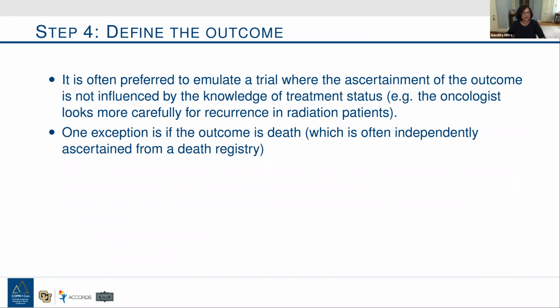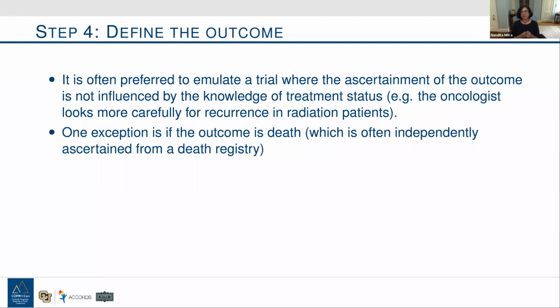Step 4 is to define the outcome. So it's often preferred to emulate a trial where the ascertainment of the outcome is not influenced by the knowledge of the treatment status. In a randomized trial, of course, everyone is followed up. There's a strict protocol on how to assess the outcome.